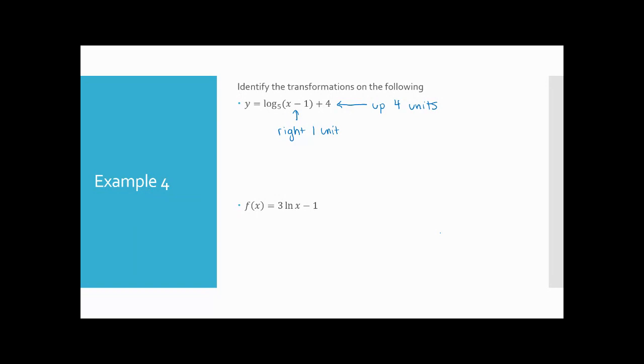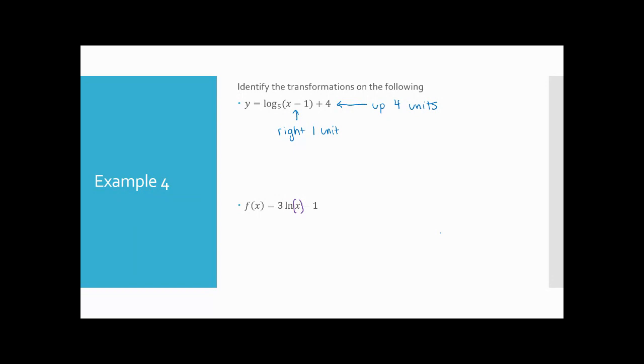Second example here, we have f of x equals 3 times the natural log of x minus 1. Because in this case the minus 1 is not in parentheses, we're going to read this as natural log of x with parentheses there and then the minus 1. That's really important. If you want it to happen to the x, it would be in parentheses. If it's not, we're assuming it's not part of that natural log part. So that's outside of the natural log.